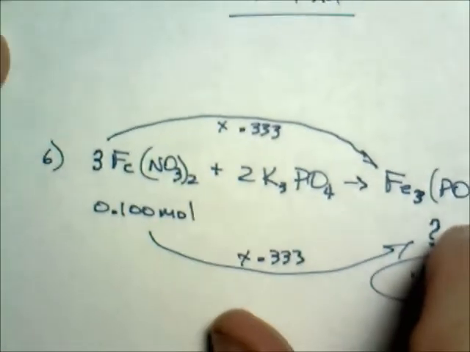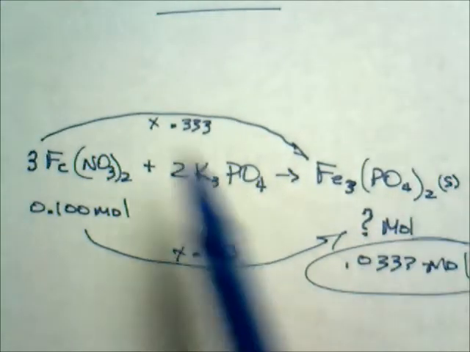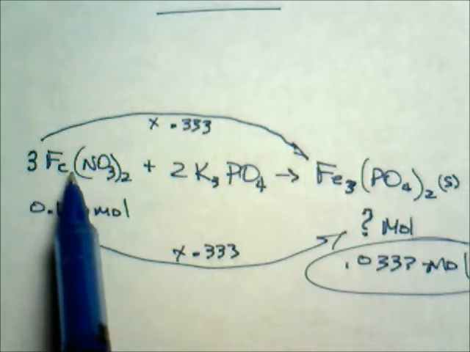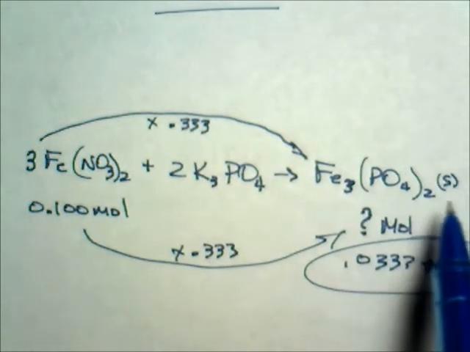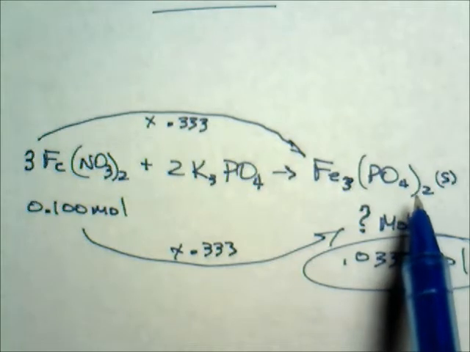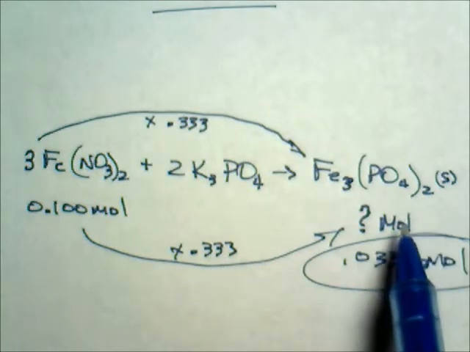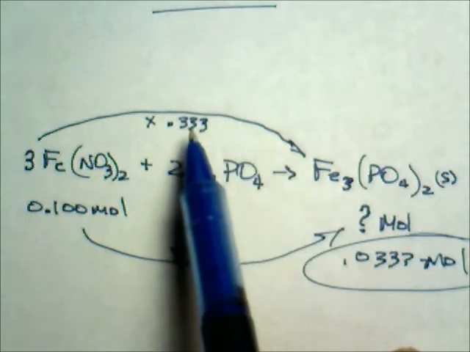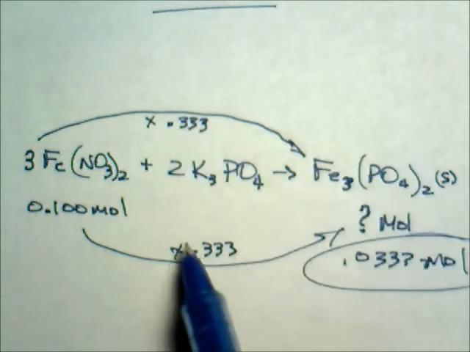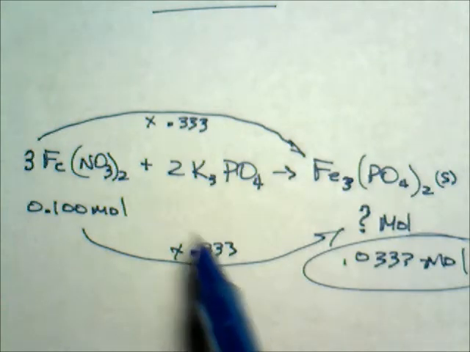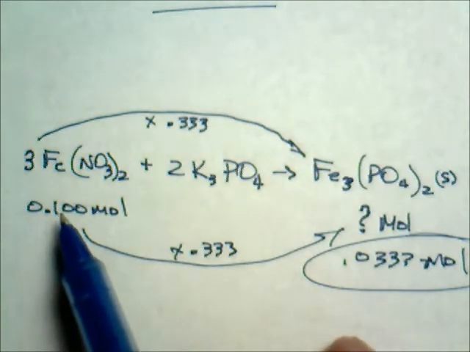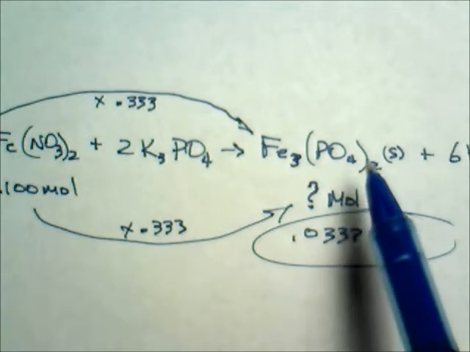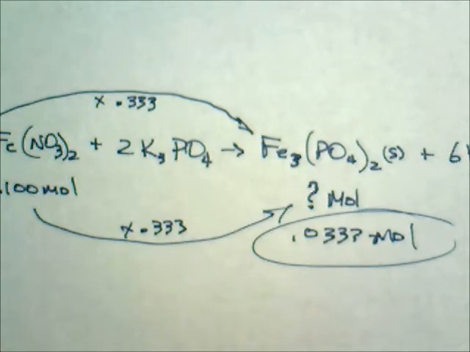Then in number 6, notice we are given 0.1 moles of iron 2 nitrate and we're looking for moles of the insoluble product. Again, we're looking at a mole-mole ratio here. To get from 3 to 1, we can multiply by 1/3 or divide by 3. So we multiply by 1/3 here, times 0.1. Of course, we get 0.0333 moles of our insoluble product.